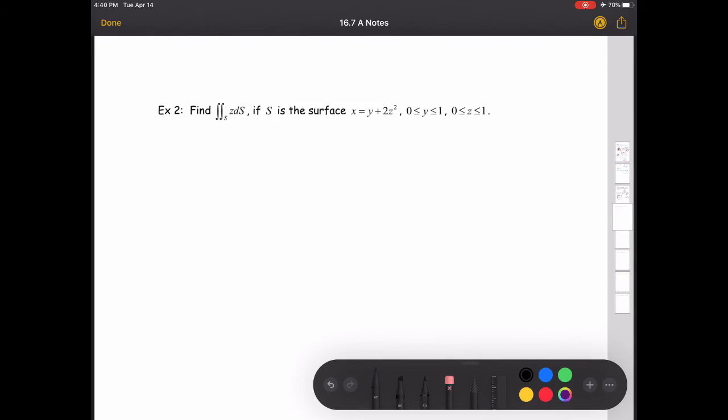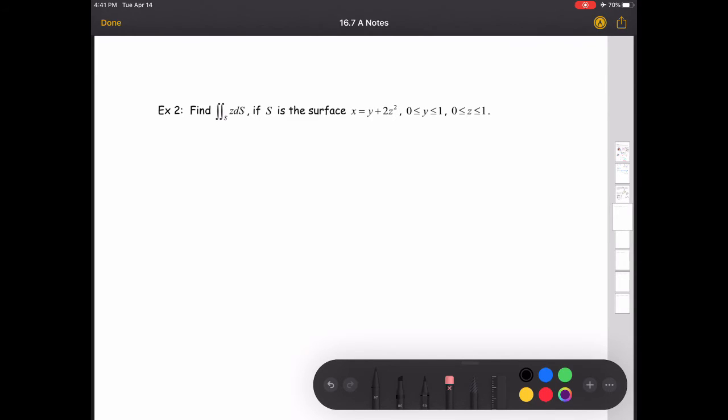Okay, our second example says it wants us to find the double integral over S of z dS. So it's definitely a surface integral because it's telling us over S, and of course dS means over the surface. So if S is the surface x equals y plus 2z squared, and it's telling us that y is bounded from 0 to 1 and z is bounded from 0 to 1 as well.